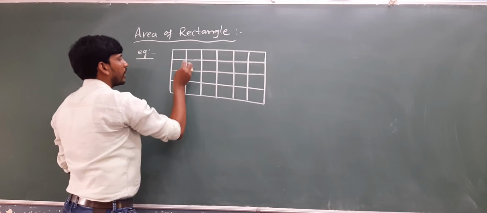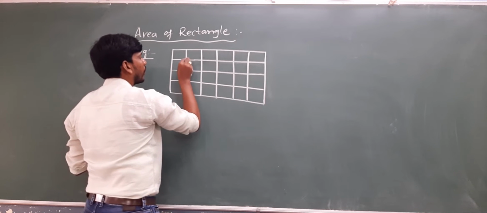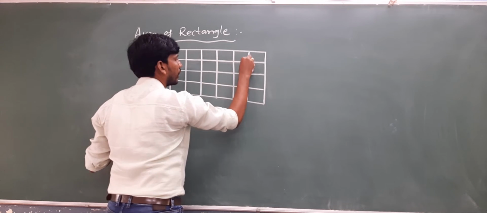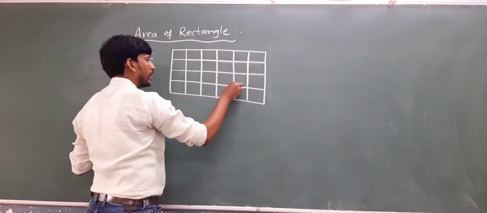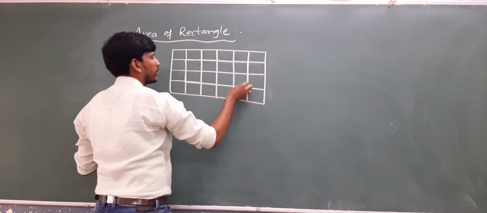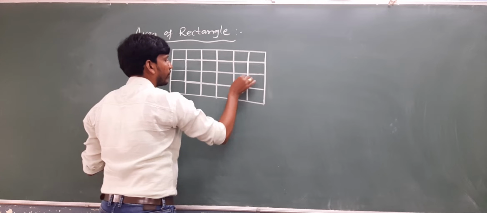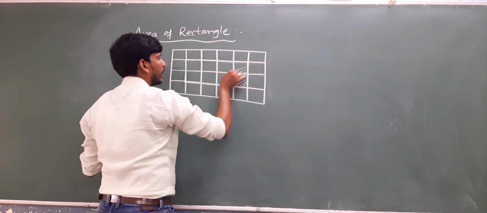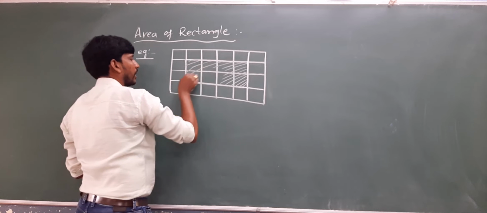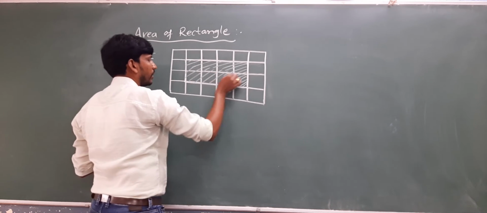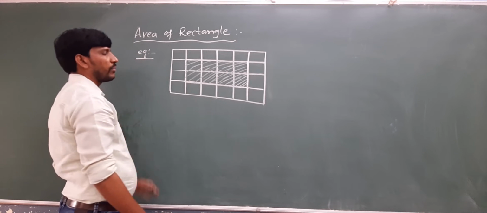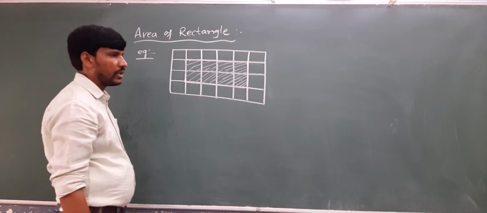It is occupied that. See, I am drawing the thick line here. Clear? See. Now I am going to shade the part also. Whatever I am doing the shaded part, that is the rectangle. It is a rectangle. This area we are going to find out by counting the number of squares. Clear? See this here.